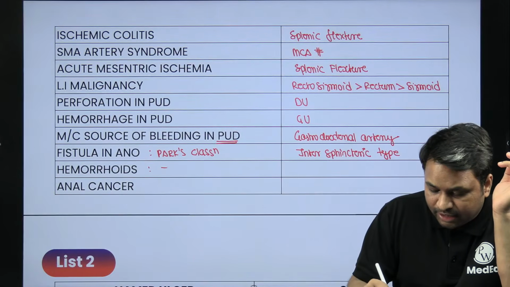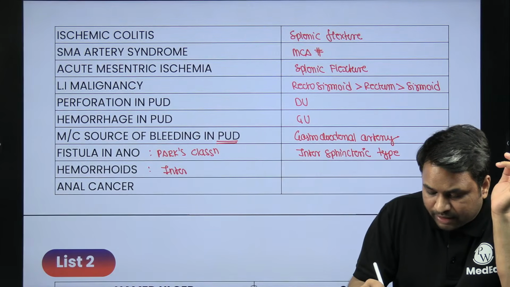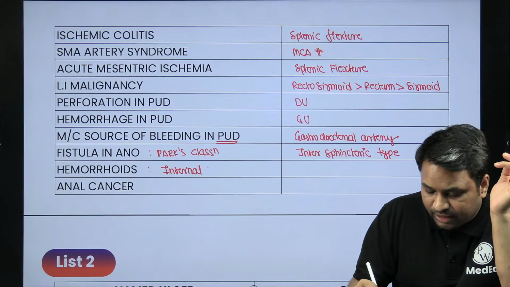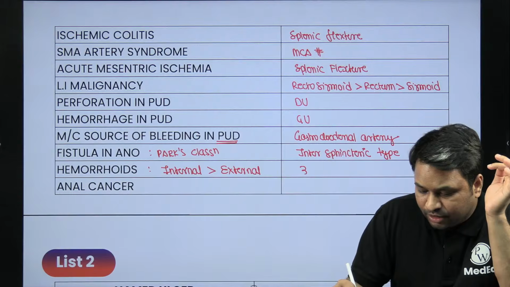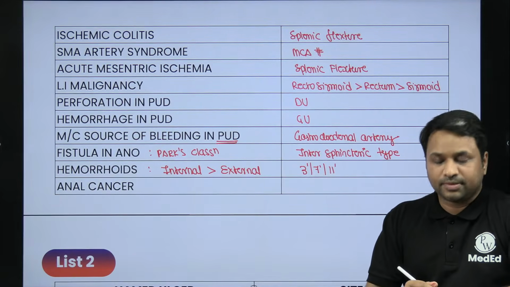Hemorrhoids: it is the internal hemorrhoids which are more common when compared to external, and 3, 7 and 11 o'clock are more common as the primary sites.